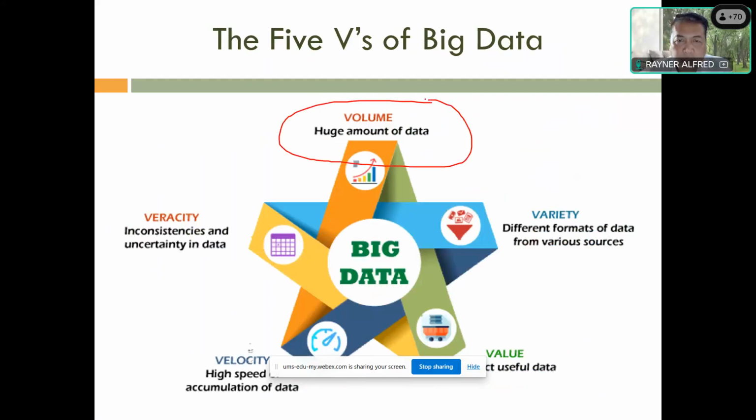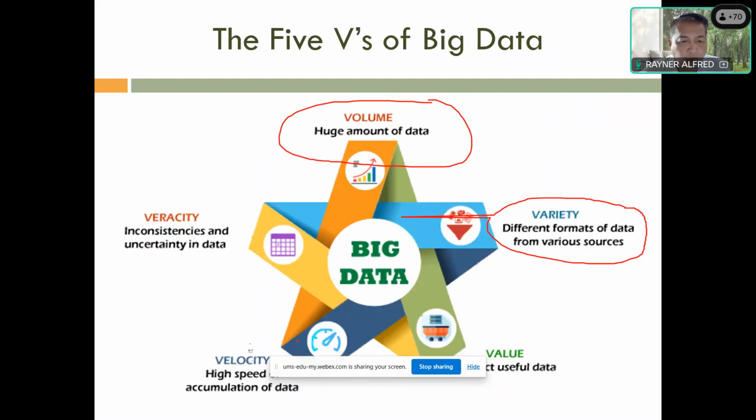So the first one is volume, the size of your data. Nowadays we have images, we have videos, so they have a big volume of capacity that you need to store in your database. And we also look at variety. Variety refers to the type of data that you have. Some you have video, images, text, or just relational data, and so on.